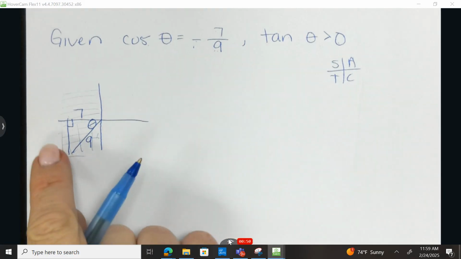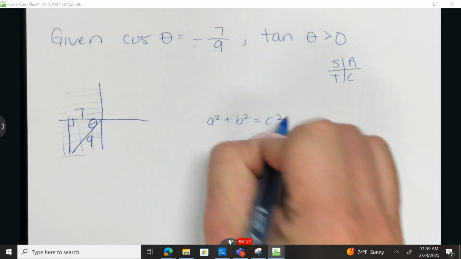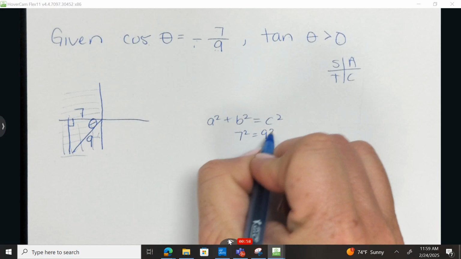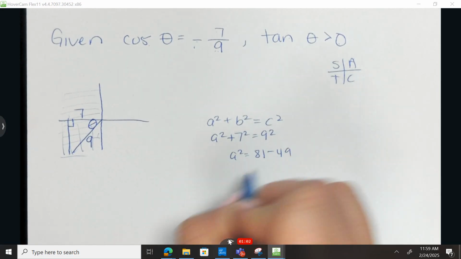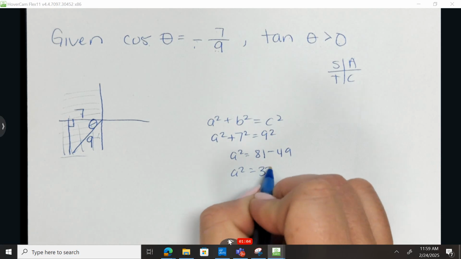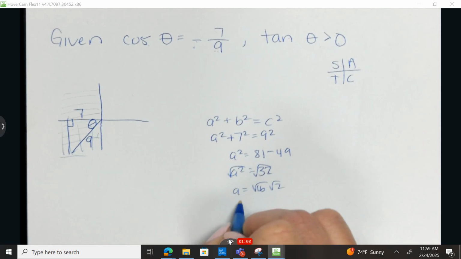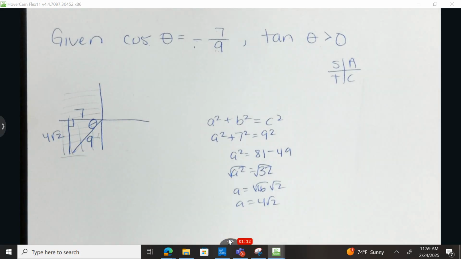Now, how do I figure out this remaining side? We're going to go a squared plus b squared equals c squared. So I'm going to quickly put this in. 7 is going to be a leg. 9 is the hypotenuse. So a squared equals 81 minus 49, which is 32. I take the square root, and then I need to simplify it into 16 and 2. So 4 square roots of 2.